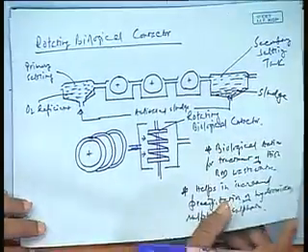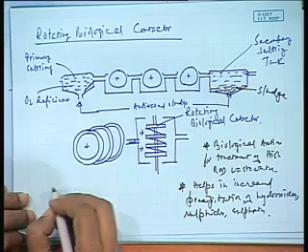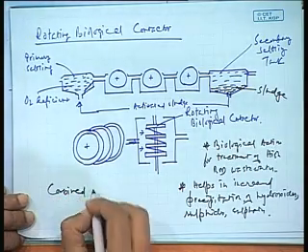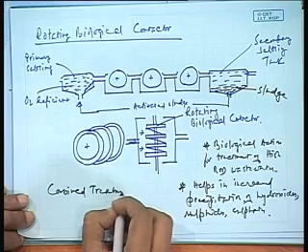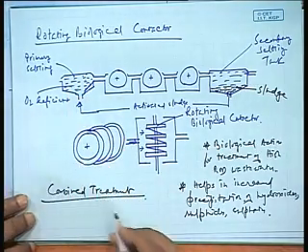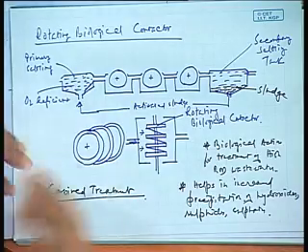Another important part is combined treatment. Now, in some cases, this rotating biological contactor or trickling filter may be combined with a principal treatment technique, so as to augment the process. We would require that to speed up the process. Some kind of pre-treatment of the waste is required.